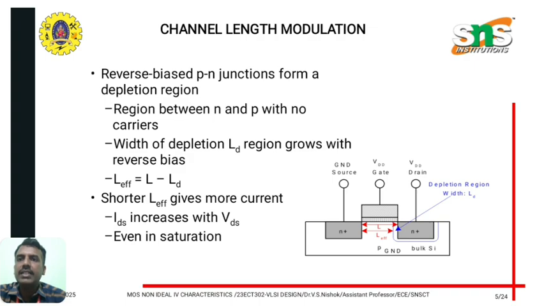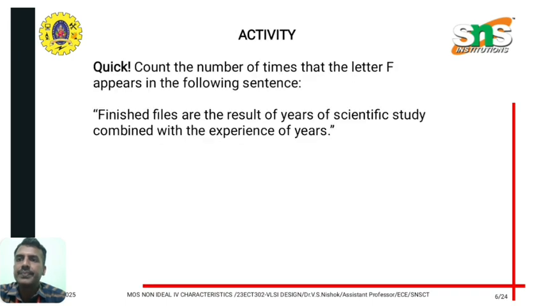Next is channel length modulation. Due to the increase in the VDS value, that is the drain to source voltage, the depletion region will be created, which reduces the channel size so that the flow of electrons will be reduced. So that is your channel length modulation.